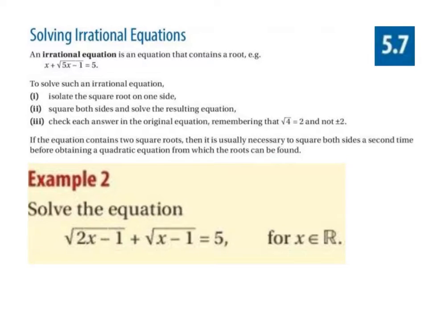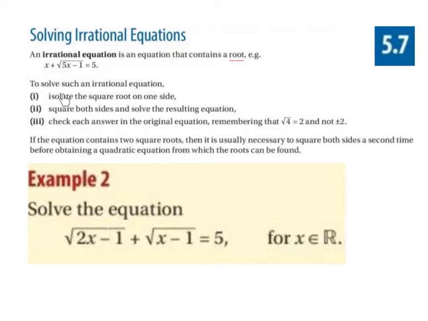Solving irrational equations. An irrational equation is an equation that contains a root. For example, x plus root 5x minus 1 is equal to 5. To solve such an irrational equation, there are 3 steps.